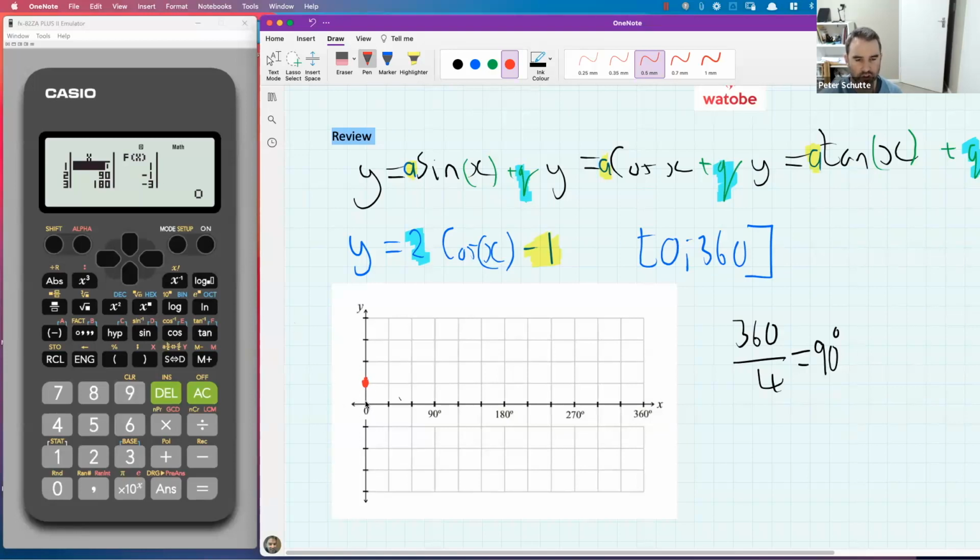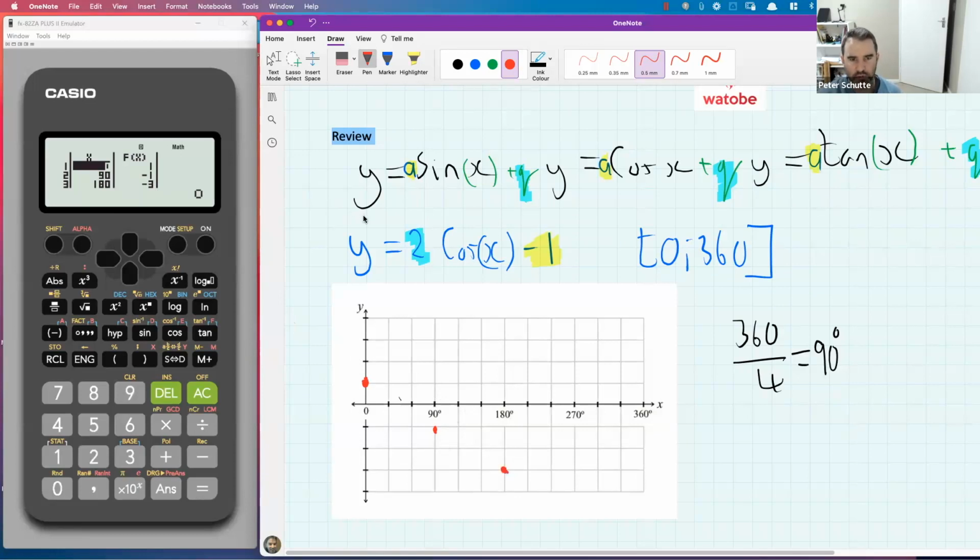And then my next dot is going to be at 90, minus 1. So maybe I could go here. Yeah, that seems okay. Then 180, minus 3. So 180, minus 3 could be down here.